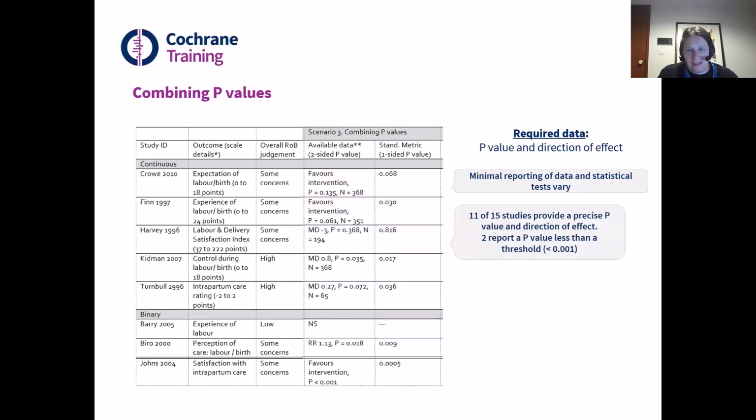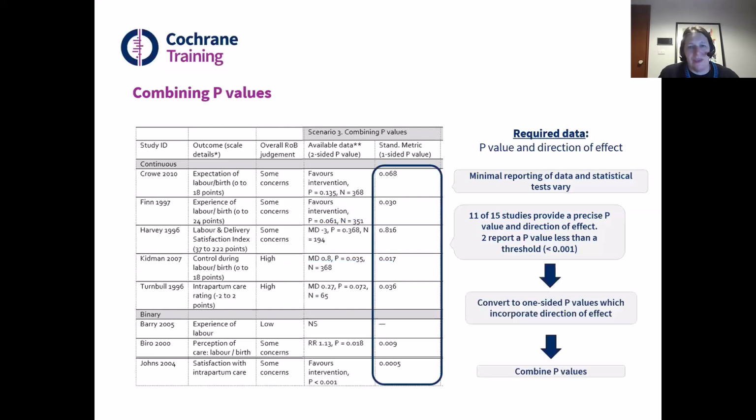So 11 of the 15 studies provide a precise p-value and a direction of effect, and 2 report a p-value less than a threshold. So we're able to meta-analyze those using this method. Again, the first step is to calculate a standardized metric.